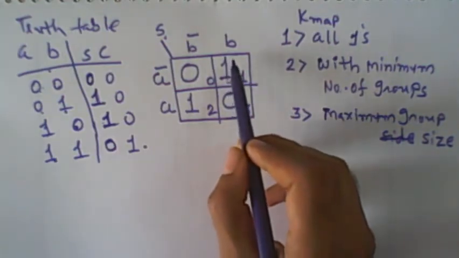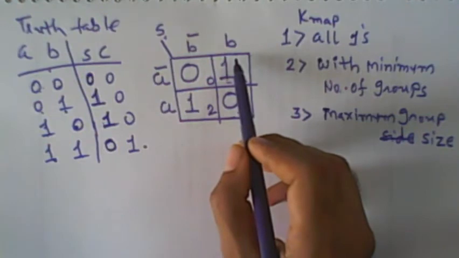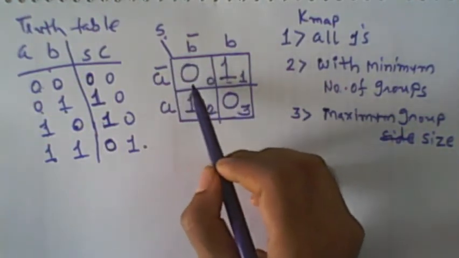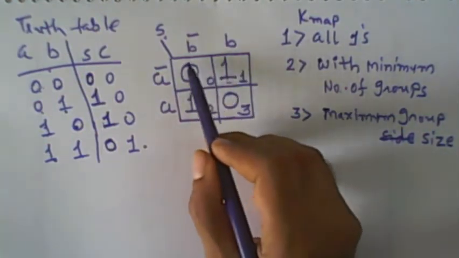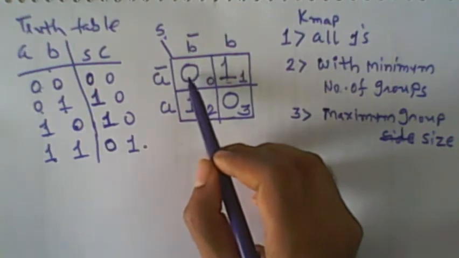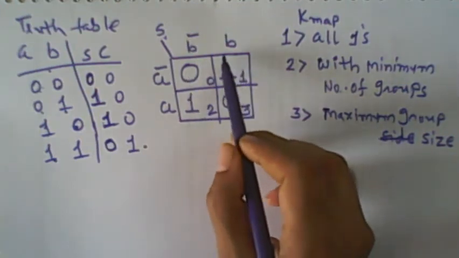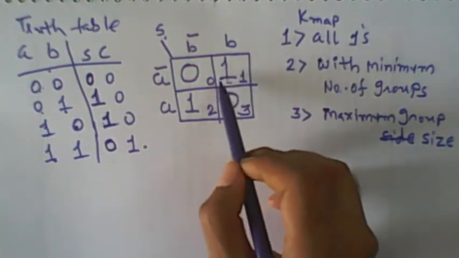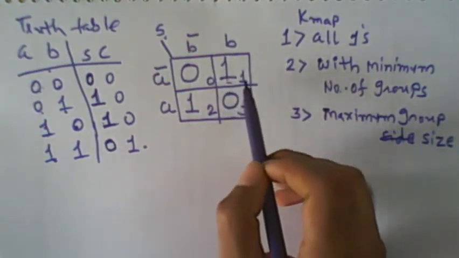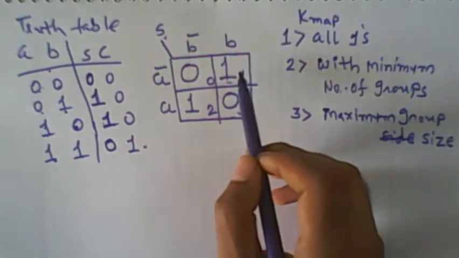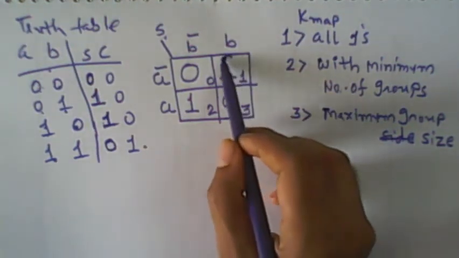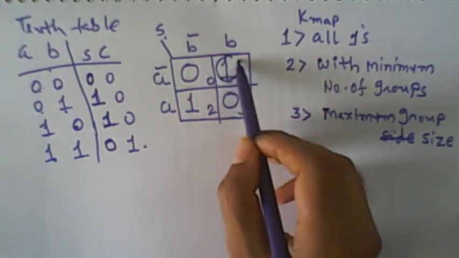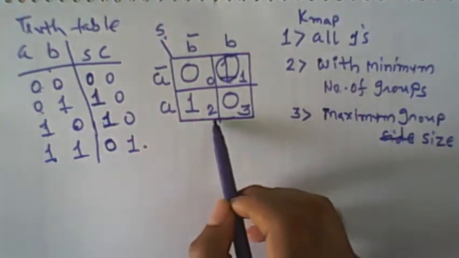So group of 1, group of 2. For the group of 2, this is one possibility, but it has the 0. Another possibility of a group of 2 is minterm 1 and 3, but it also includes a 0. So a group of 2 is also not possible in this case. Then we have to check the group of 1. So definitely the one itself is a group, right?